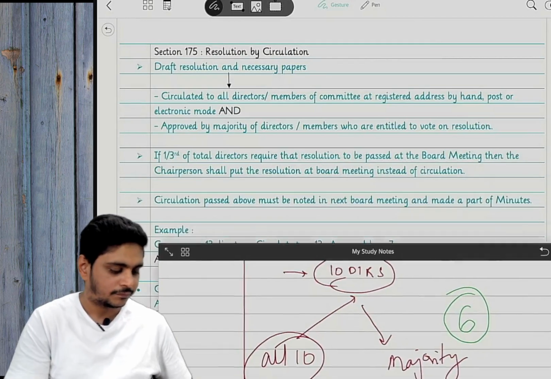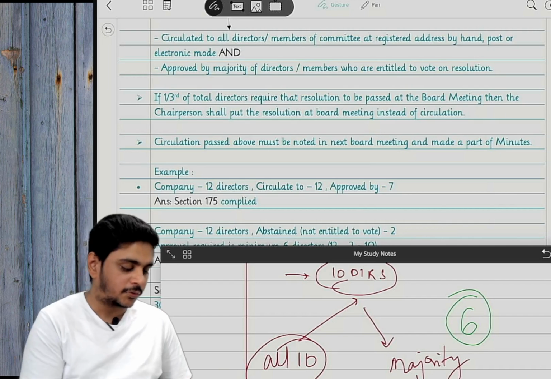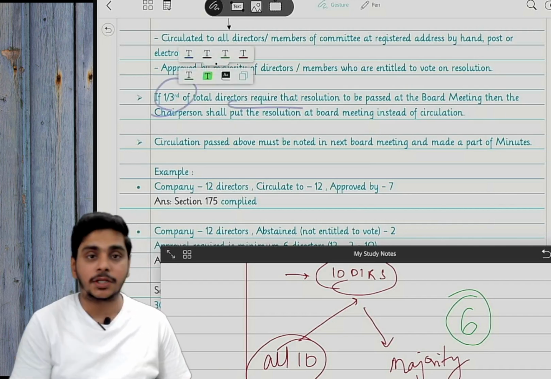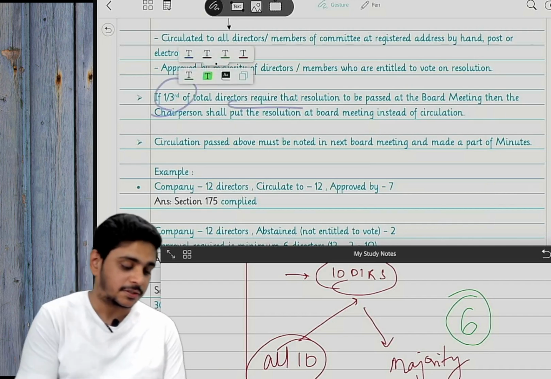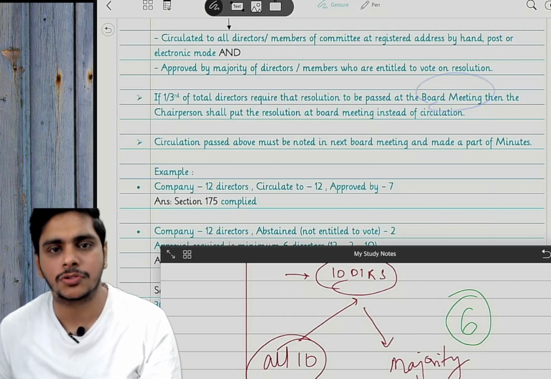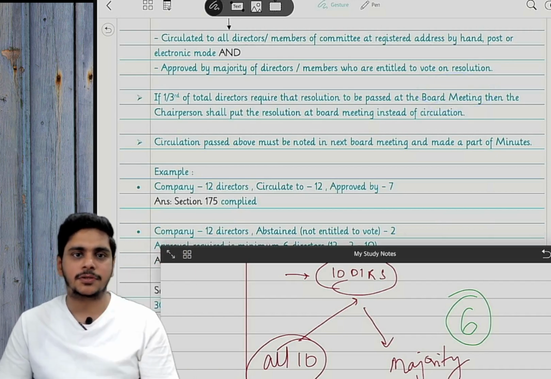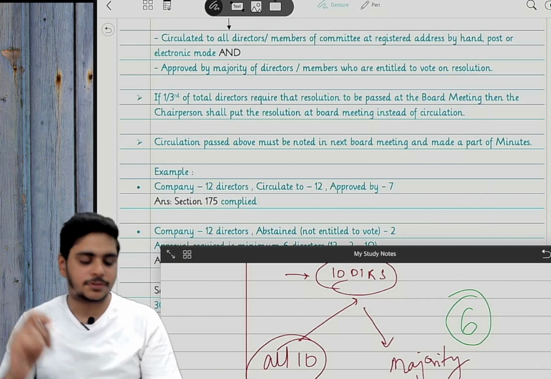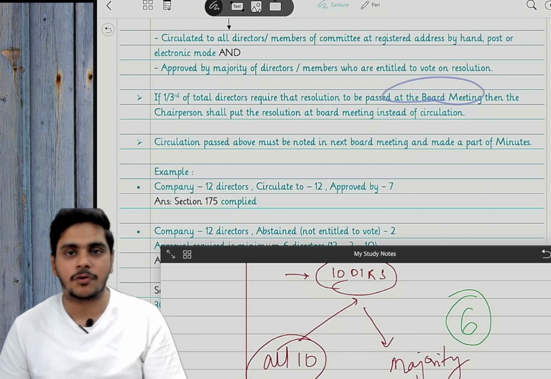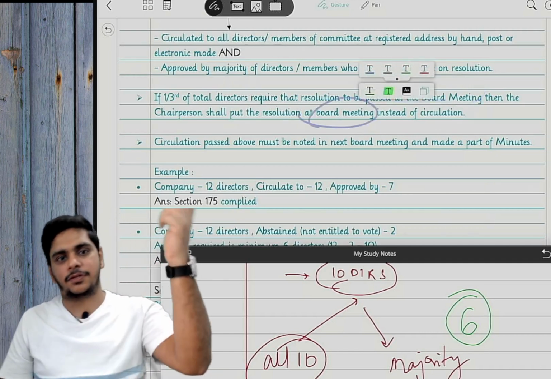Then, if one third of the total directors require that the resolution be passed at the board meeting, if one third of the directors say, do one thing, don't circulate it, pass the resolution at the board meeting, then the chairman will put the resolution at the board meeting instead of circulation.